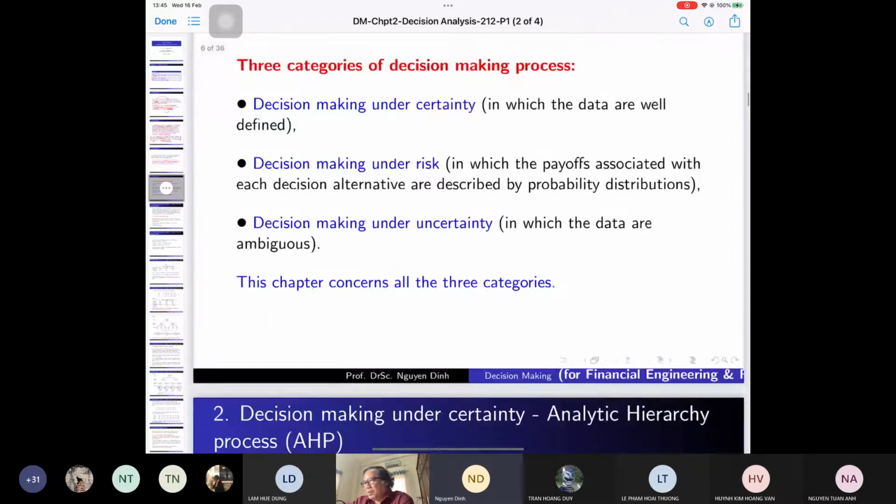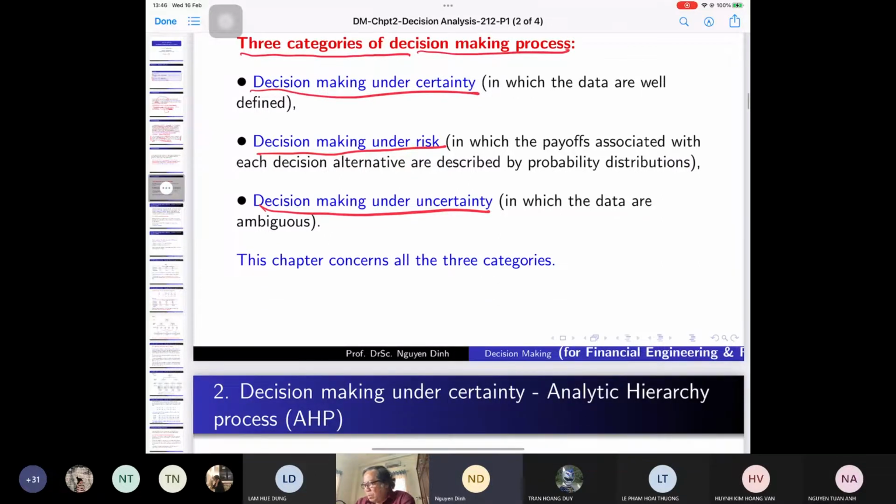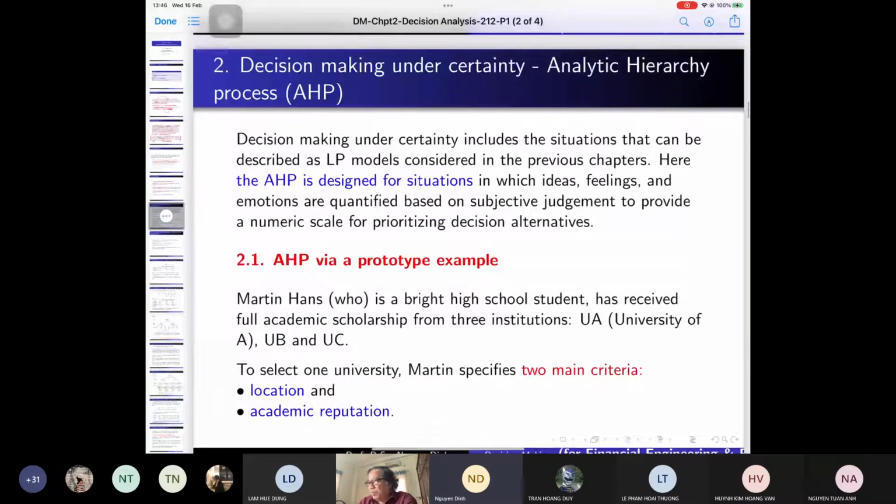Shortly, we have three categories of decision making process: decision making under certainty, decision making under risk, and decision making under uncertainty. So three categories of decision making, and we will go to each of them. The first one is decision making under certainty.